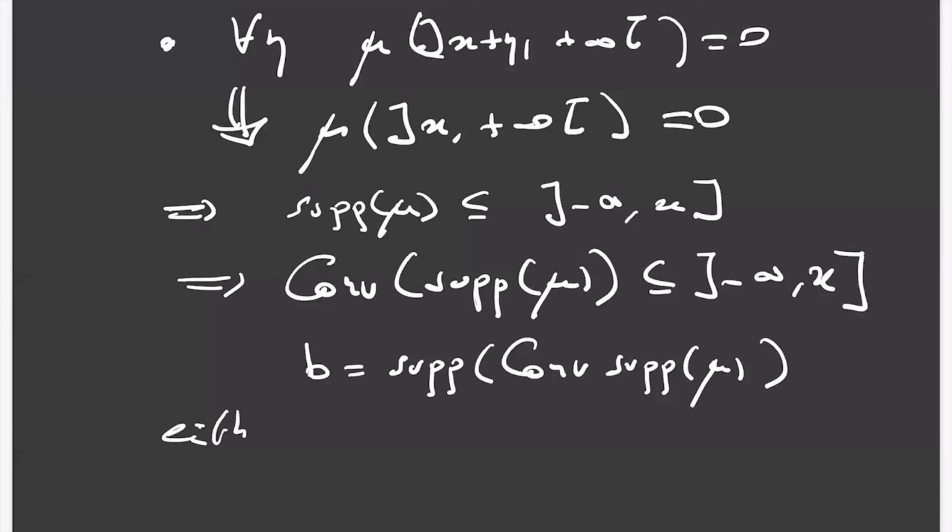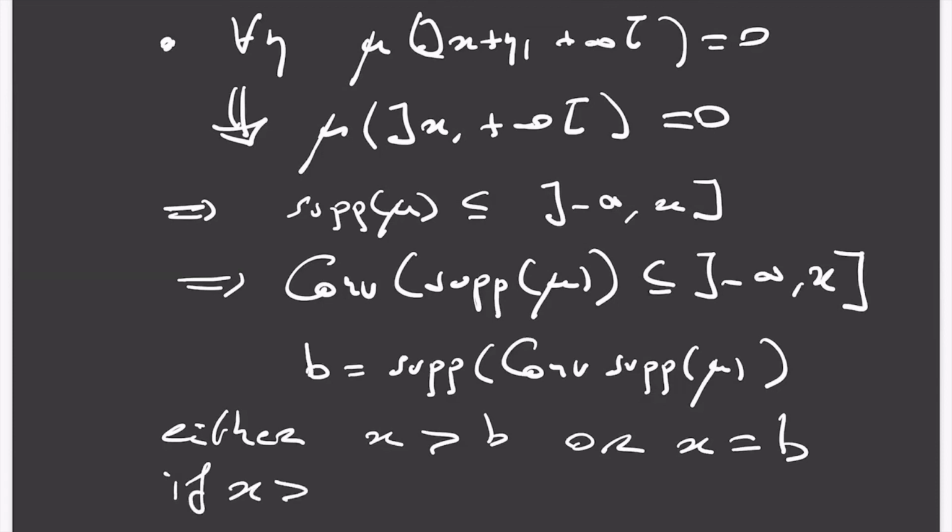Either x is larger than b, if possible. If b is plus infinity, this is impossible. But if b is finite, then it may happen that x is larger than b, or x is equal to b. These are the two different situations. So let's begin with the easiest one. If x is greater than b, this means that there is really no life for the measure after x.